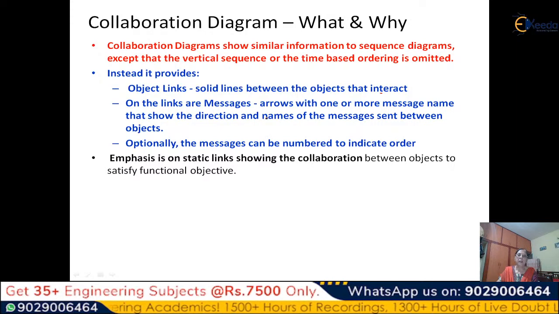And the arrows just show the direction. Most of the time, the direction is not depicted. Optionally, the message can be numbered. So if you want to make the collaboration diagram look more like a sequence diagram, then you can put the arrows and number them so that some order will come. The emphasis is on static links showing the collaboration between the objects to satisfy the functional objective.